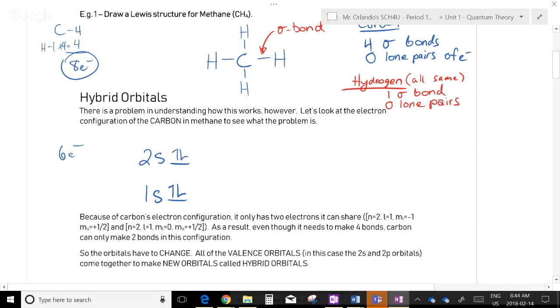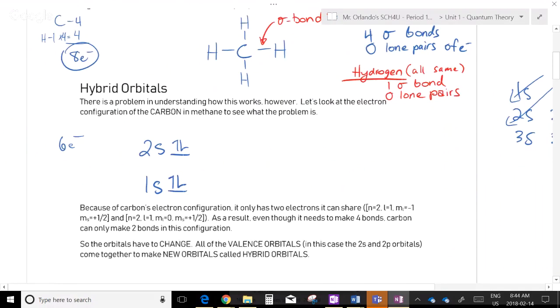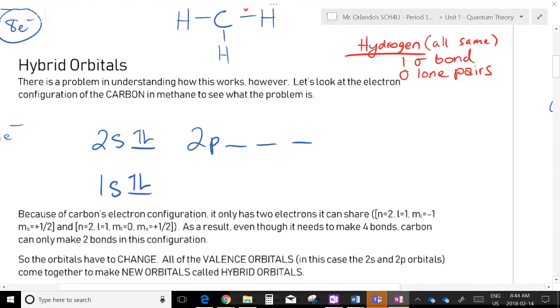Good. And then, if we remember, we went 1s, 2s, 3s, 2p, 3p, so on and so forth. First I do 1s, then I do 2s. What comes next? 2p. Okay, and how many real orbitals does a p have? Like how many orbitals do I have to draw? 3. And each of them can hold 2. How many electrons do I actually have to put in here? 2. Okay.